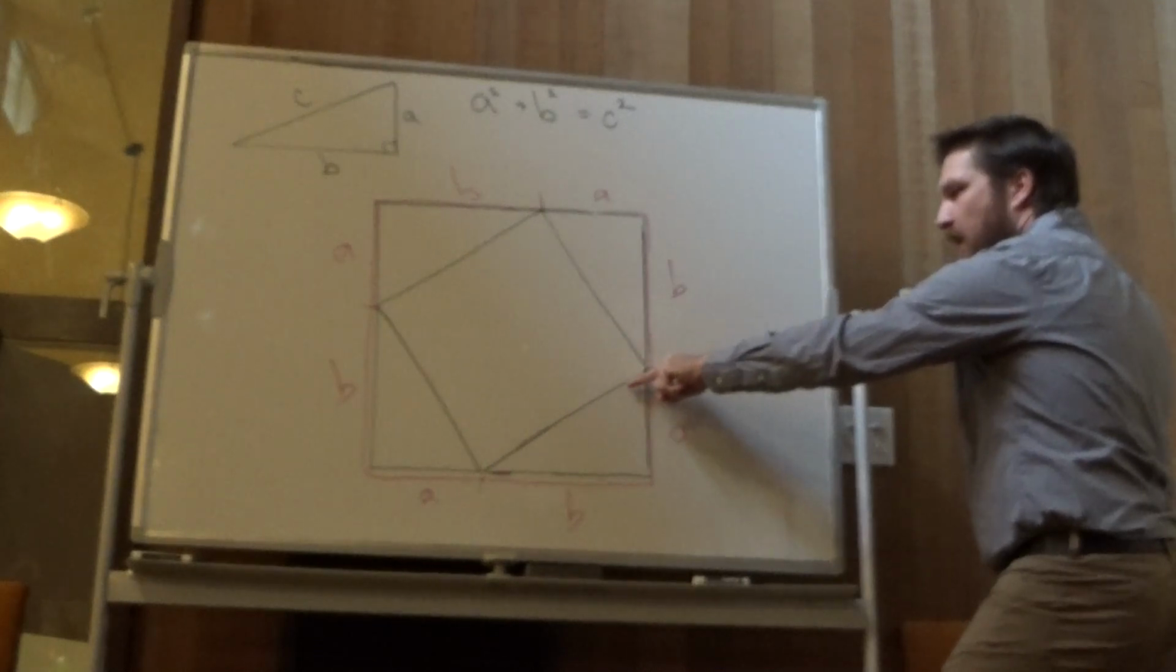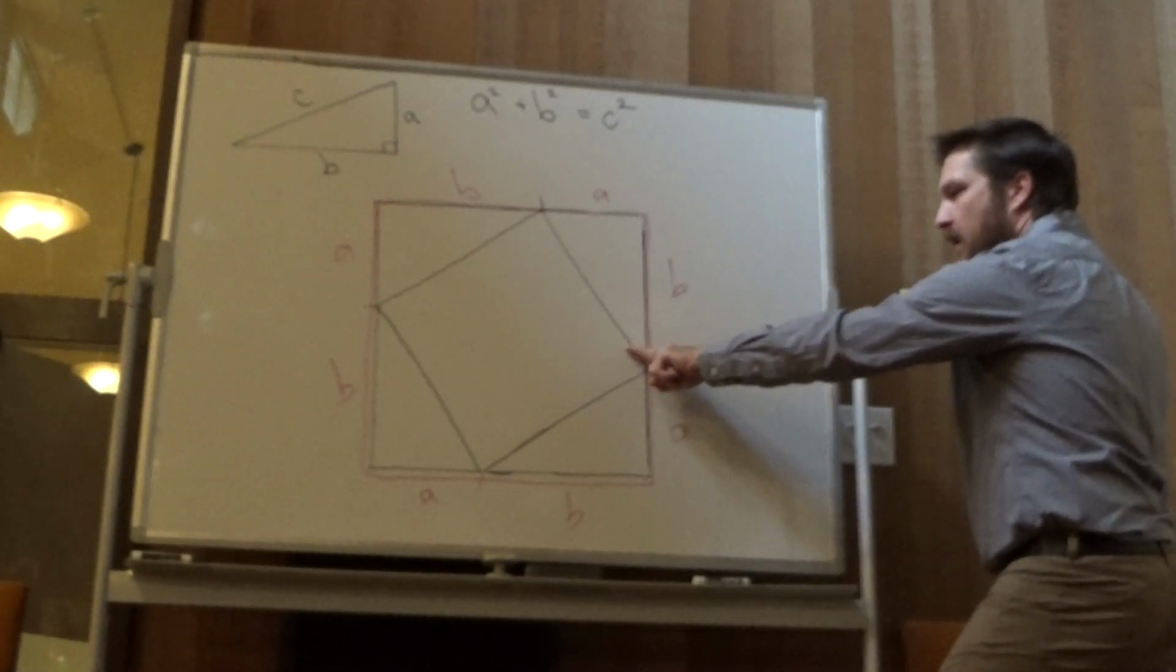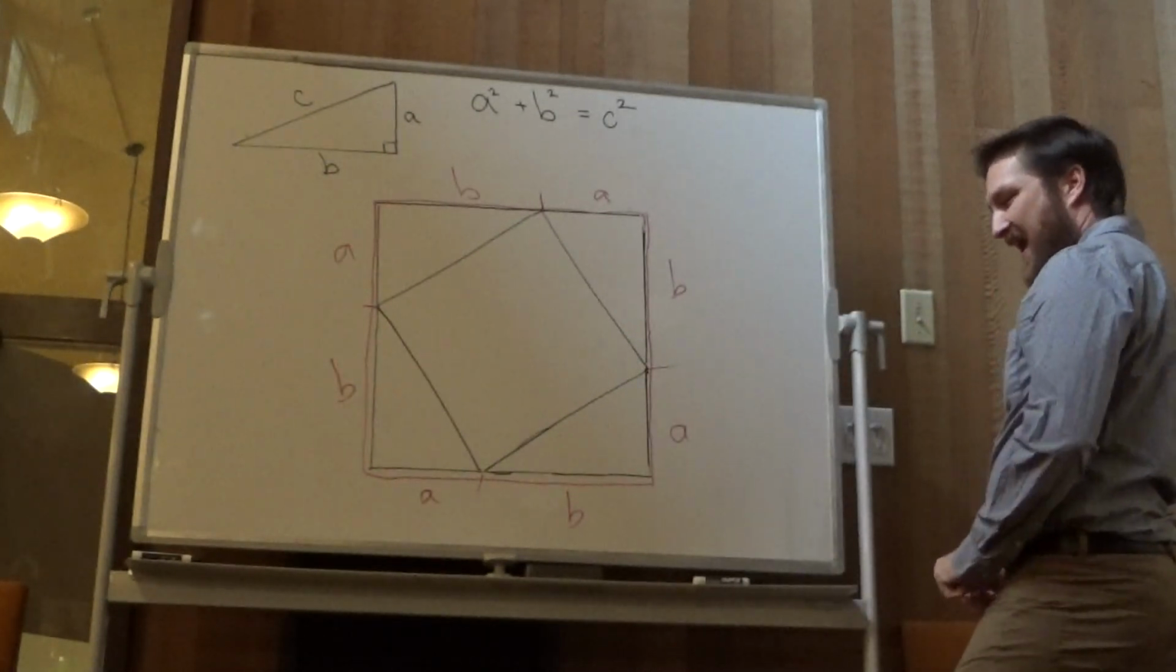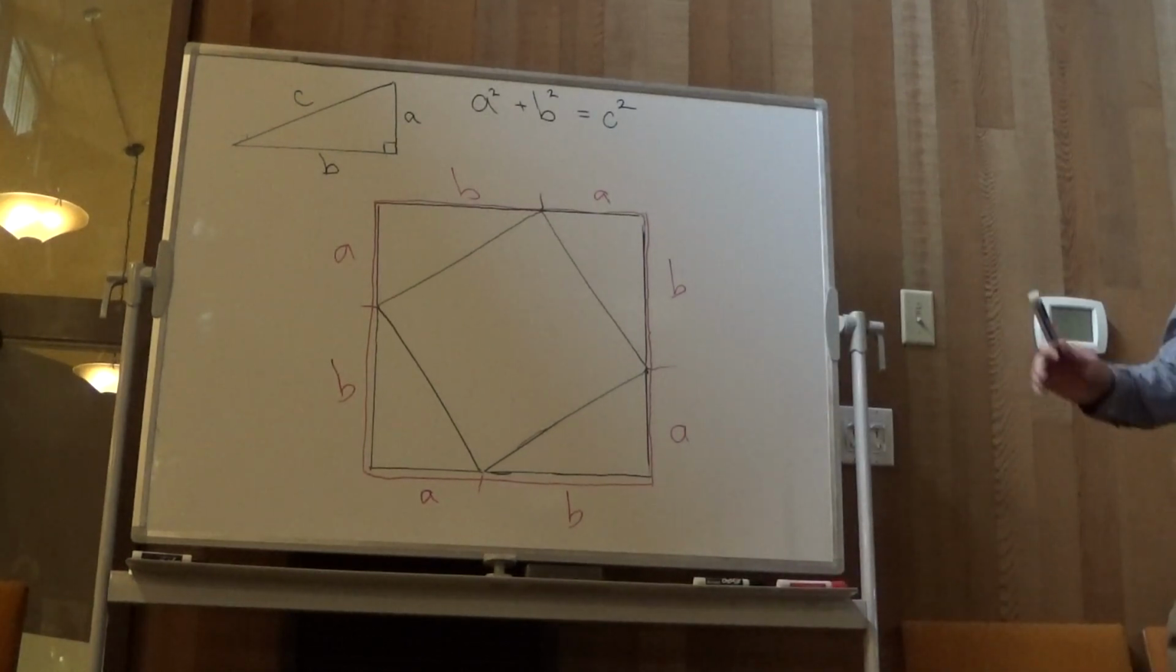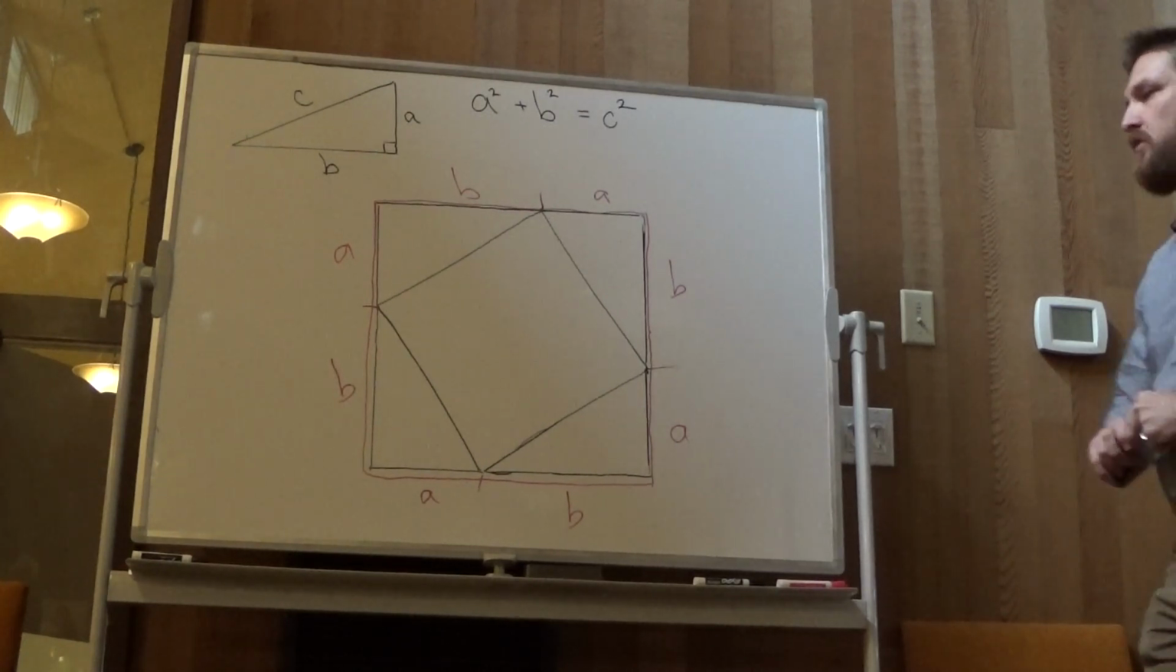From here to here, what angle is this? How many degrees is that? 90. How do you know? Because it's a square. Well, it looks like a square, but looks can be deceiving. How could we know that it's a square?